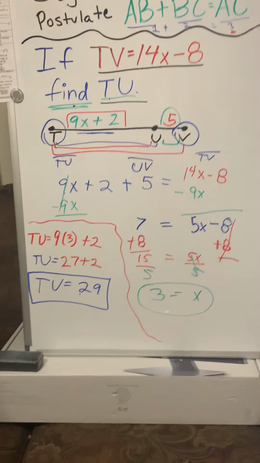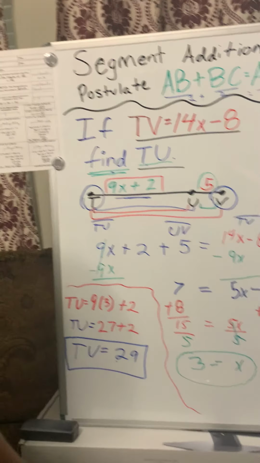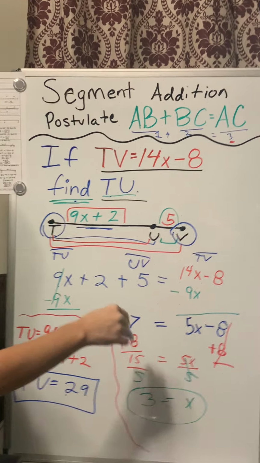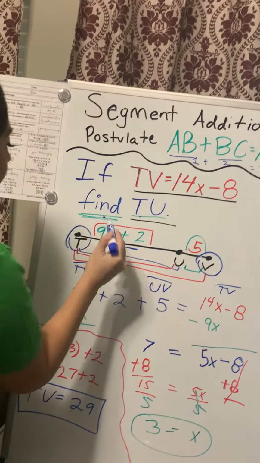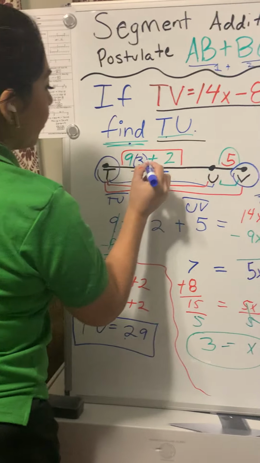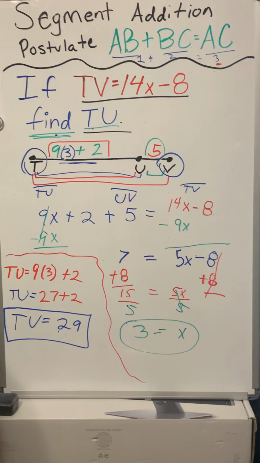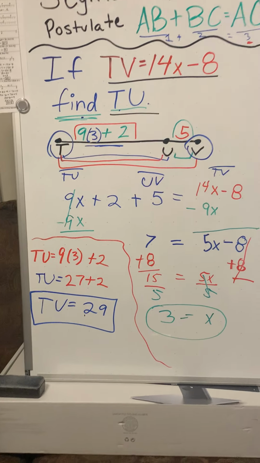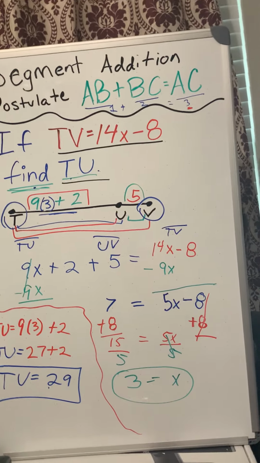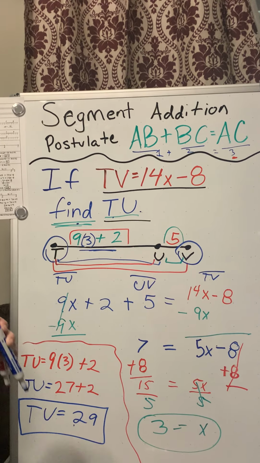But first, key point here: first we had to solve for x, so we could substitute the x that we found and put it in here. Then we could find our total of TU. So we're going to end with that one. And tomorrow, we're going to work on more problems.